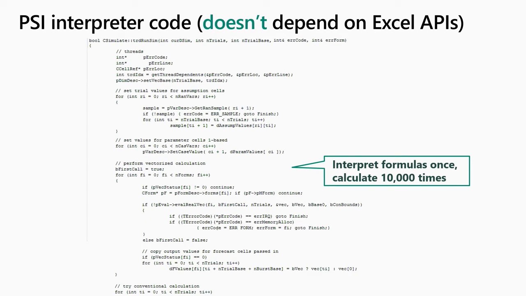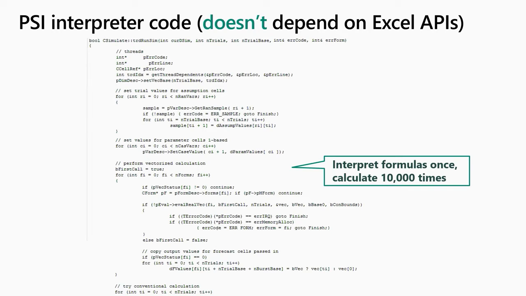Okay, and then in the middle of that loop, we're going to call this eval_real_vec function, which is going to essentially do an array evaluation of all the formulas in the model one time, much faster. We actually have code here where, if this should fail because either the user interrupts it or we run out of memory, then we fall back to conventional Excel calculation.